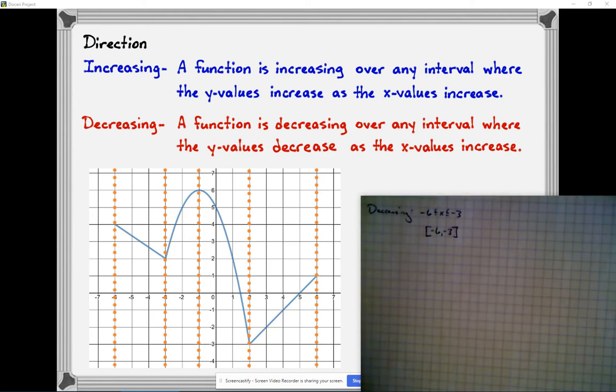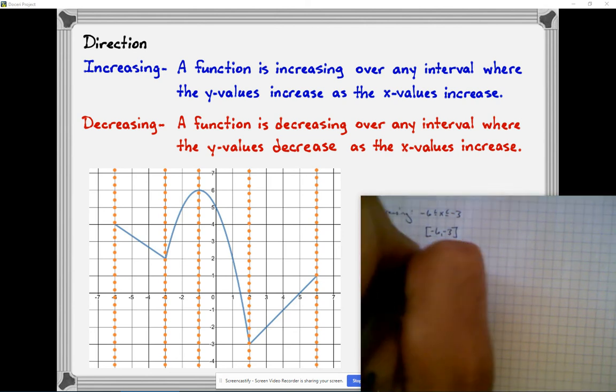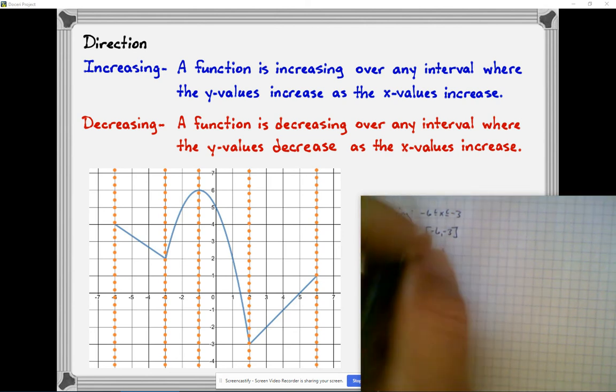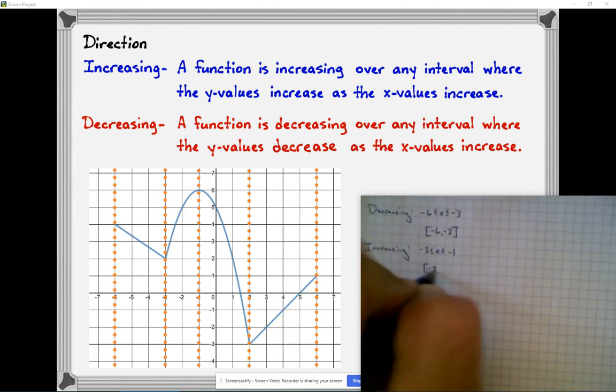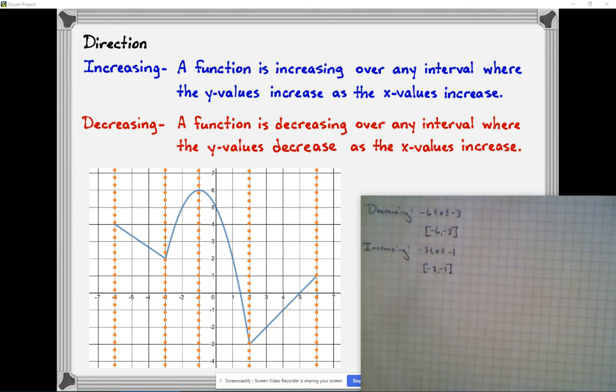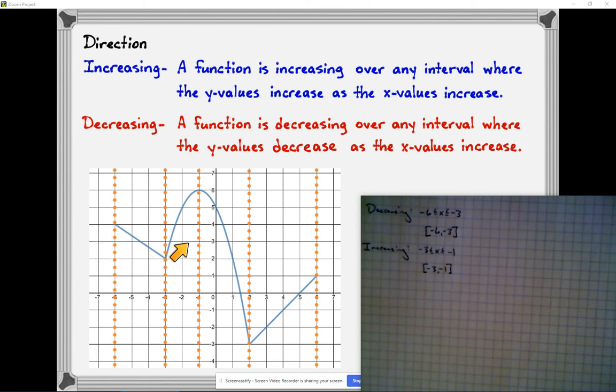Okay? Well, what's happening now? What's happening at -3? Well, we start going uphill. So we would say that we are increasing from this point to this point, or from this line to this line. So we would say from -3 less than or equal to x less than or equal to -1, we are increasing. Interval notation would be -3 comma -1. Okay, so those are the first two regions. So we're decreasing here from -6 to -3. We're increasing from -3 to -1.